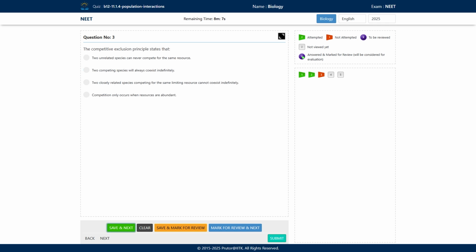Next one: the competitive exclusion principle states that two unrelated species can never compete for the same resources. Next is two competing species will always coexist indefinitely. Option 3, two closely related species competing for the same limiting resources cannot coexist indefinitely. And the fourth one, competition only occurs when resources are abundant. What is the correct answer?